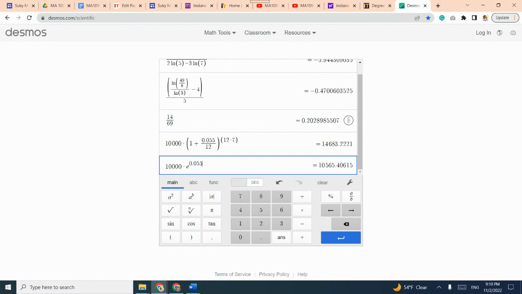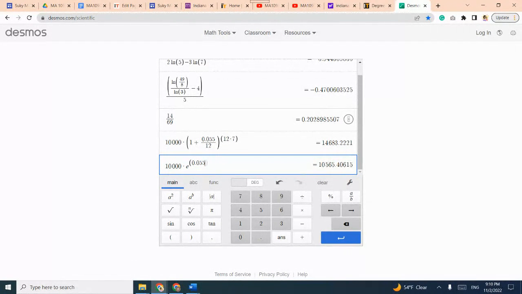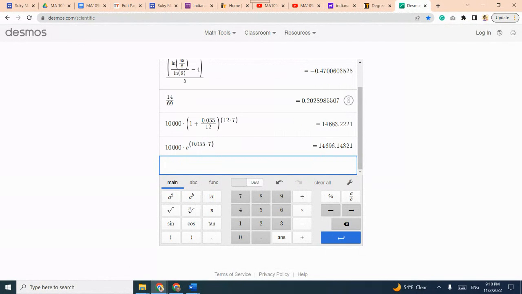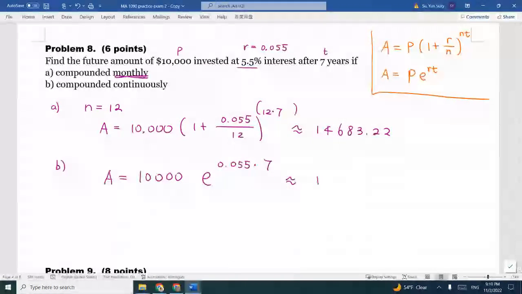r, 0.055 times. Oh, you see my times, it moved my times down. I don't want that. I want the times to be in the exponent. So I need a parentheses, multiply by 7, close parentheses. See? 14696.14. So that's the answer. Okay, so make sure you remember these formulas for compound interest.